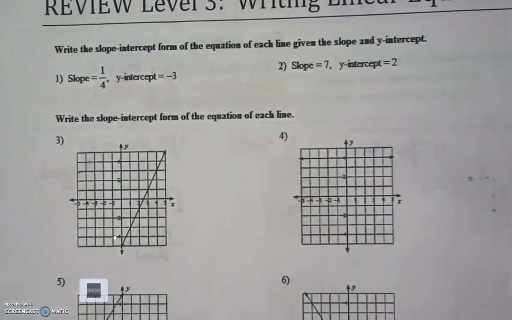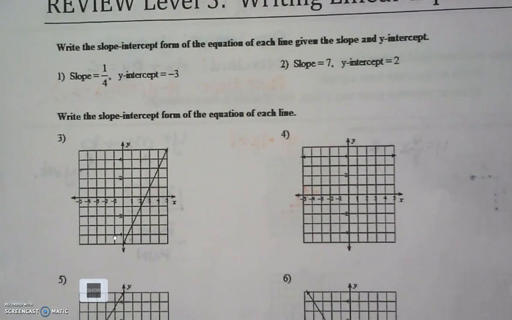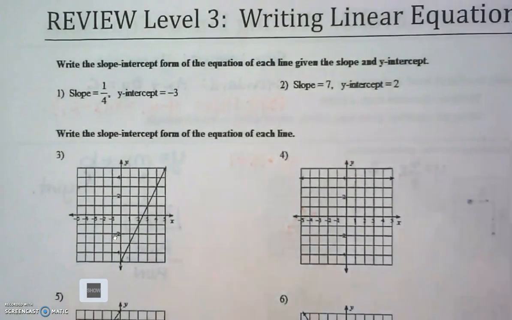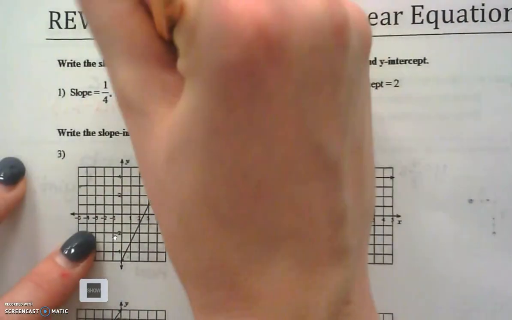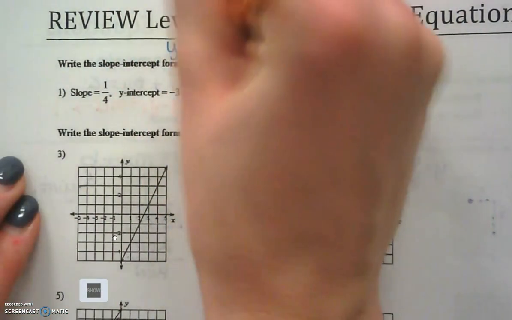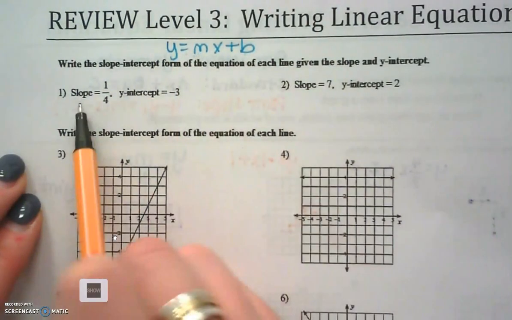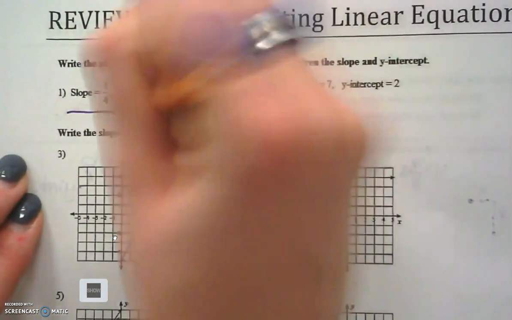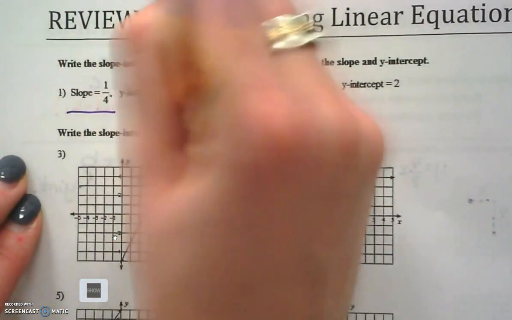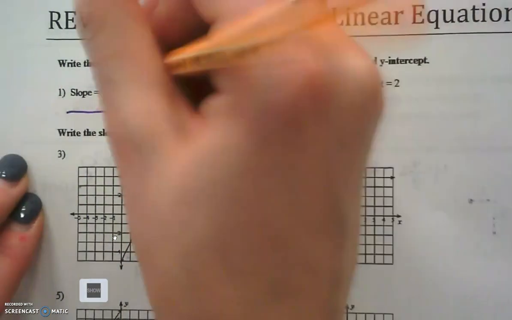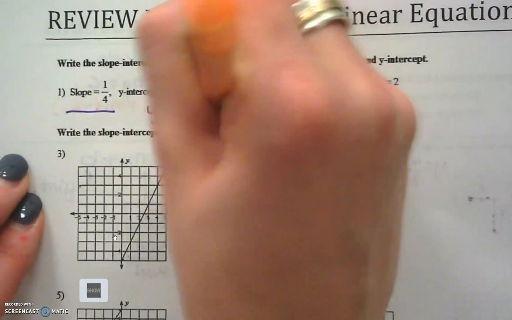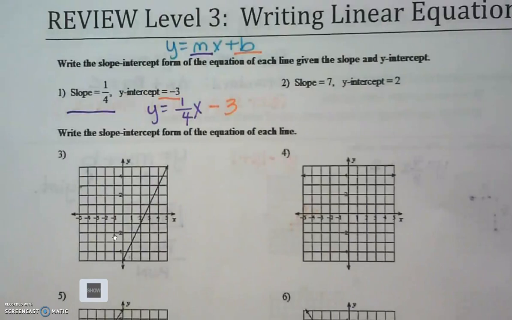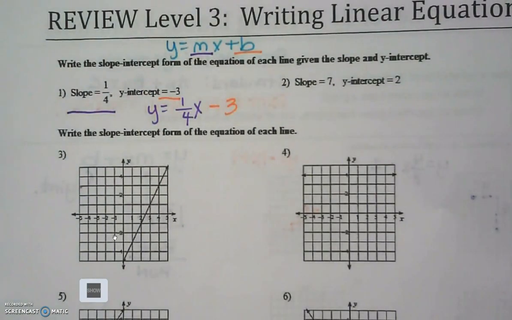Alright, write the slope-intercept form of the equation of each line using the slope and the intercept. Well, if we know that we're trying to complete y equals mx plus b, then we know our slope and we know our y-intercept. Our slope is given to us, so it's going to be y equals 1/4 x, and our y-intercept was given to us, so I'll write -3. These next 4 problems look just like the ones you practiced on the front, so you can continue with that.